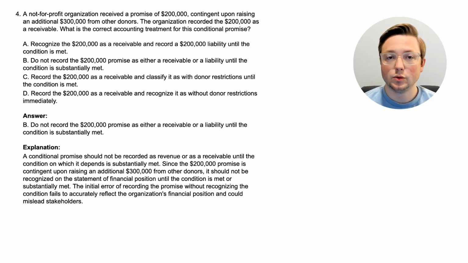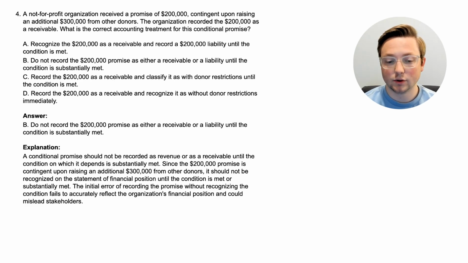You've got to pay attention to whether cash has actually been received or not. A conditional promise should not be recorded as revenue or as a receivable until the condition on which it depends is substantially met. Since the $200,000 promise is contingent upon raising an additional $300,000 from other donors, it should not be recognized on the statement of financial position until the condition is met or substantially met. Again, we've just said that multiple times.